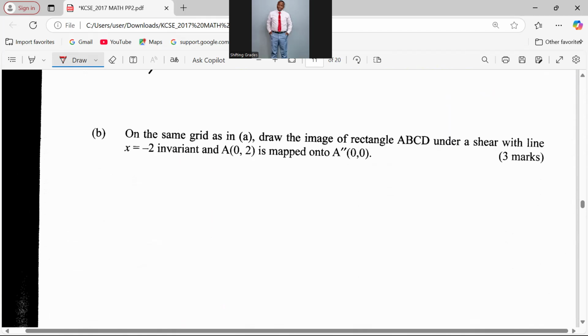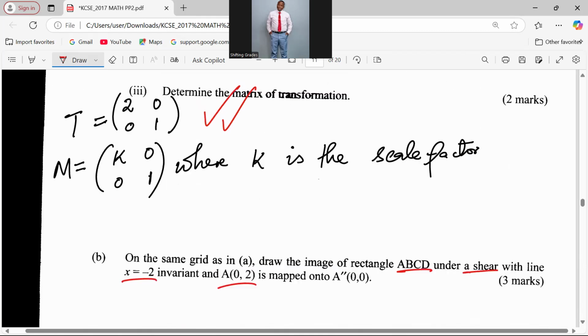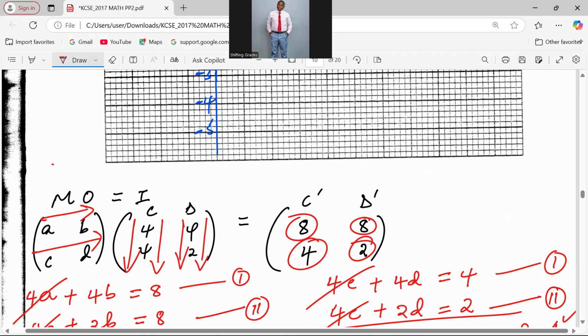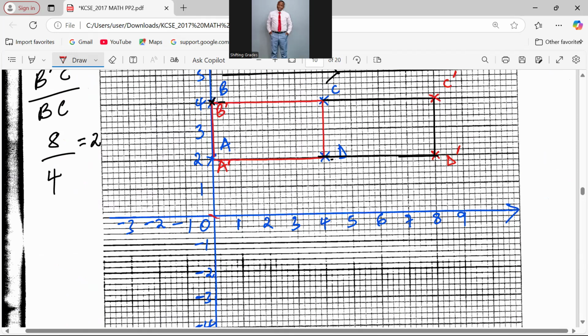Yeah, let's look at the final part of the same question here. On the same grid as in A, draw the image of rectangle ABCD under a shear with the line x equals -2 invariant. Then the coordinates of A will be (0, 2) and A prime (0, 0). Original A is (0, 2) and A prime comes here.